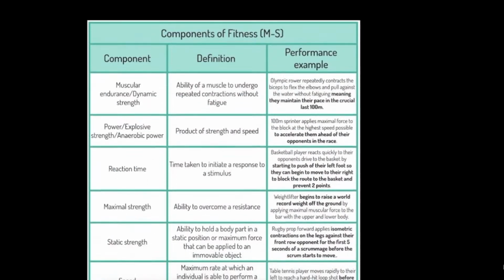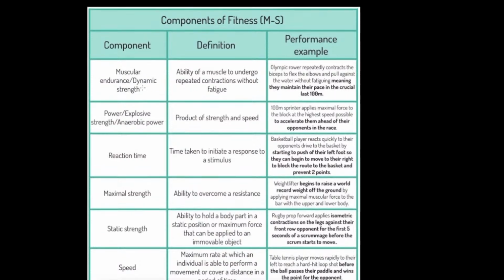Now I think I do have it here. Let's keep it going. Muscular endurance, notice the term dynamic strength, completely interchangeable. Ability of a muscle to undergo repeated contractions without fatigue. So the Olympic rower repeatedly contracts the bicep to flex the elbows and pull against the water without fatigue, meaning they maintain their pace in the crucial last 100 meters. So look at that in order to. So they don't slow down in the last 100 meters and then maybe they finish in the lead or whatever.